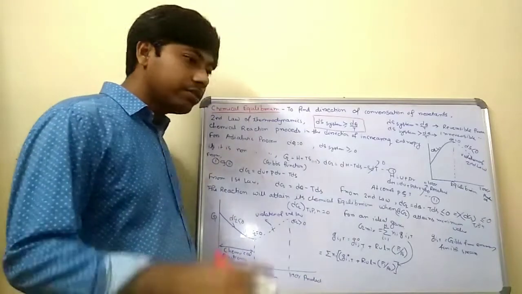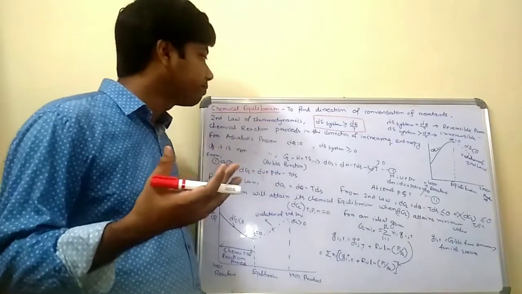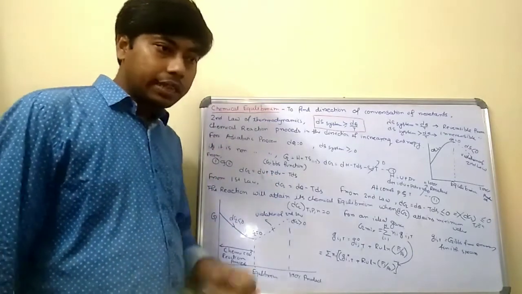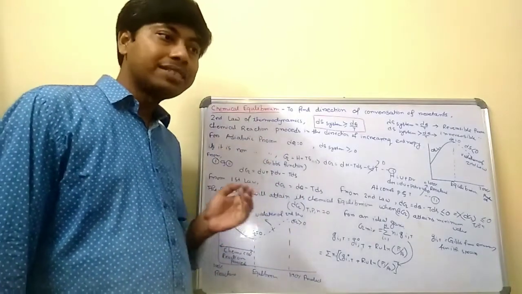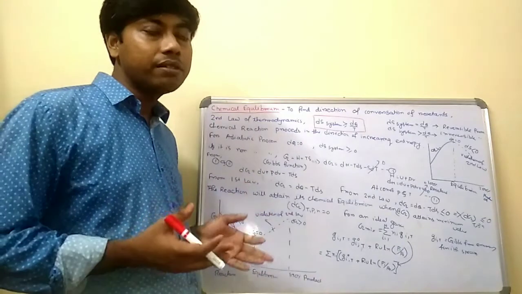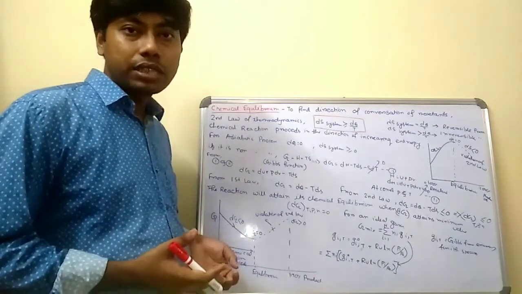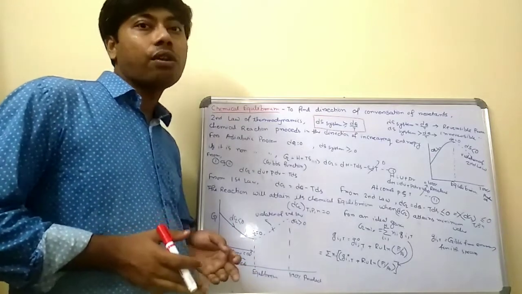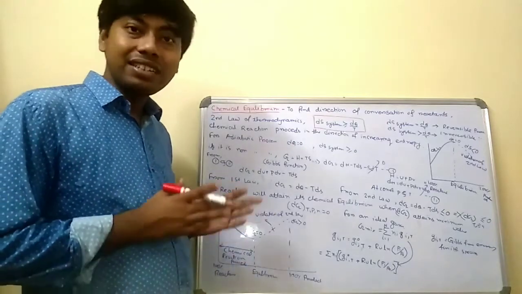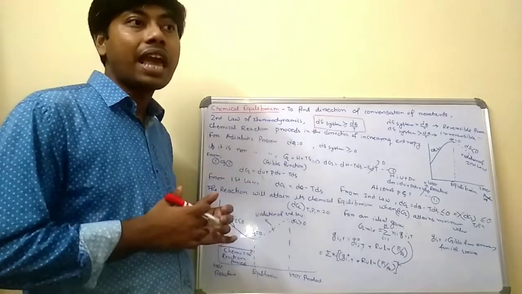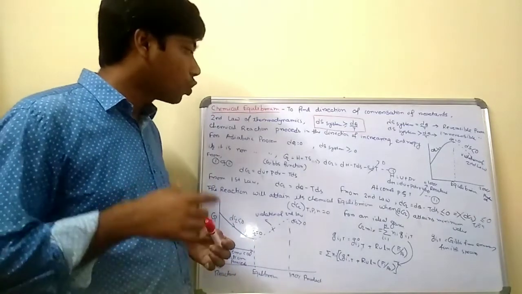Now for the second law of thermodynamics, we can assume there are two types of process: one is the adiabatic process, where the chemical reaction takes place adiabatically, or it may be a non-adiabatic process. We can assume an adiabatic process for ideal cases, but in actual, real cases it is not fully adiabatic; it is a non-adiabatic process.